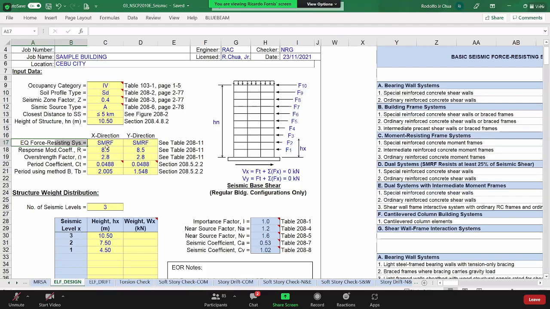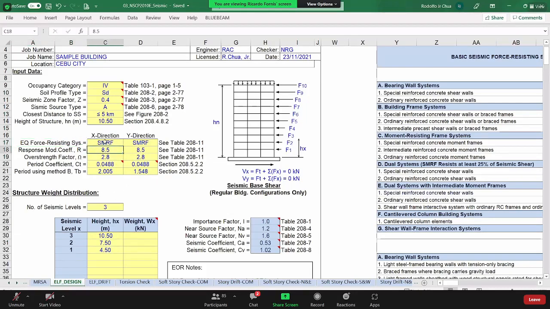The special moment frame is composed of beams and columns, which is detailed so that it can resist seismic force in a ductile manner, meaning it can resist seismic force without abrupt damage or abrupt collapse. So meaning your frame has the ability to yield.